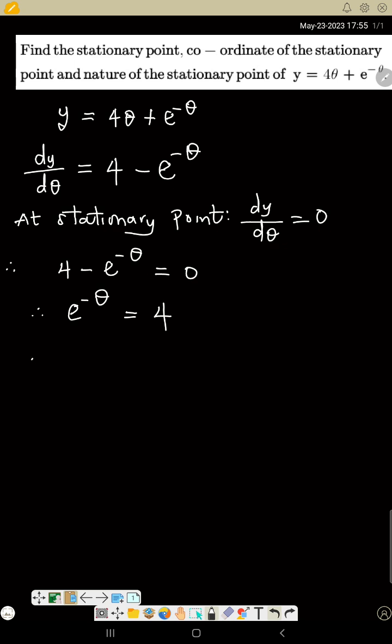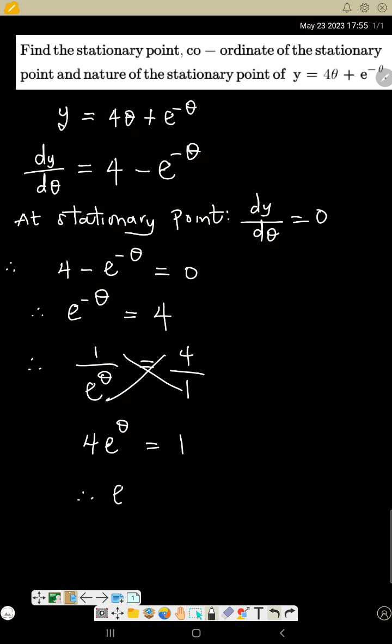So this e raised to power minus theta is the same thing as 1 over e raised to power theta equals 4 over 1, because e raised to power minus theta is 1 over e raised to power theta. Cross multiply, then 4 e raised to power theta is equal to 1. So that means e raised to power theta is equal to 1 over 4. So we are going to find theta now.